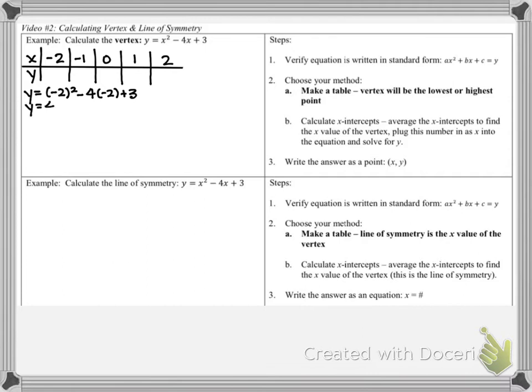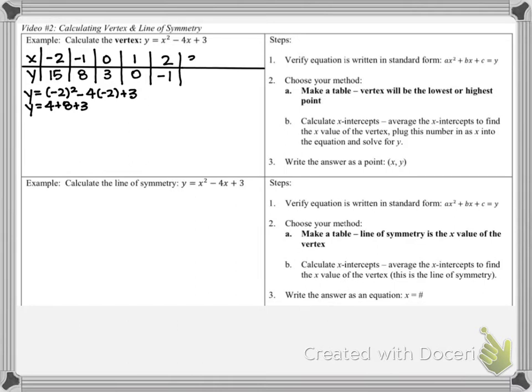So this would give us 4 plus 8 plus 3. I believe that is going to give us 14. So we go through and we finish this process. So fill in the rest of the table. Based off of the input that I have, it doesn't look like I have actually found where my vertex is located yet. So I would extend this and plug in some additional values.